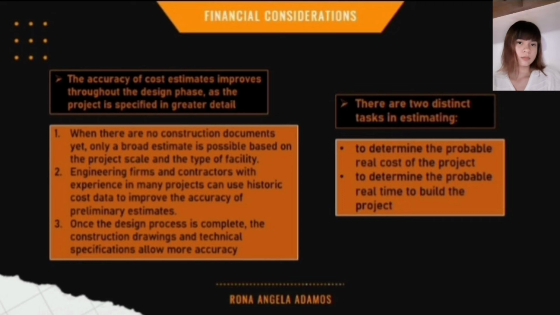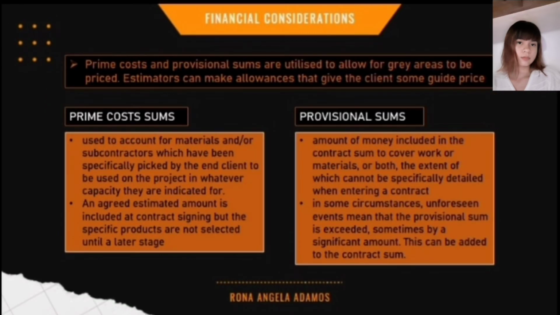And there are two distinct tasks in estimating. First is to determine the probable real cost of the project, and second is to determine the probable real time to build the project. There may not be enough details in the project's specification when it is first drawn up for the client to fully understand what's needed.